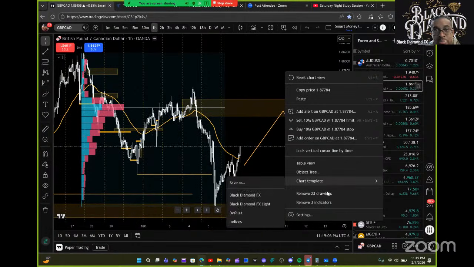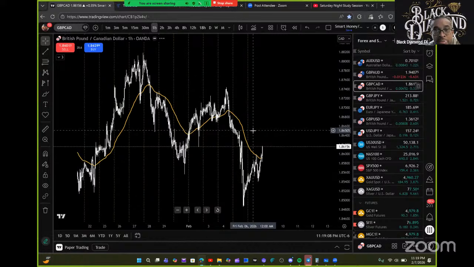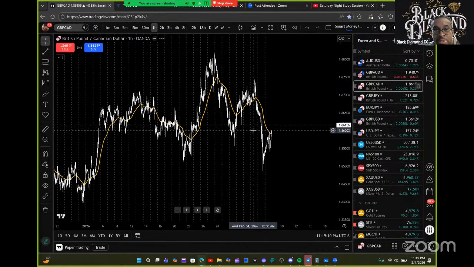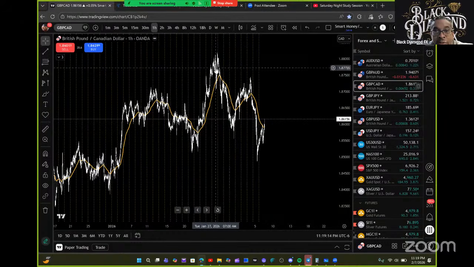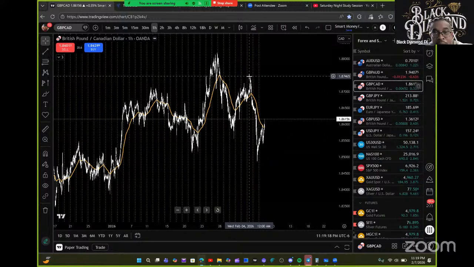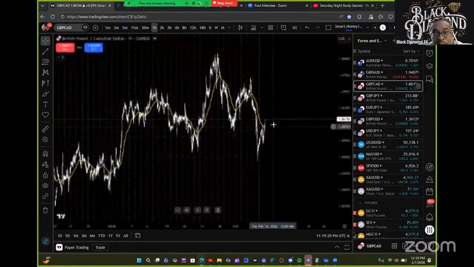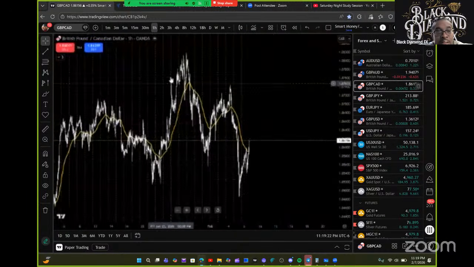Excuse me. All right, so what do we have? Let's look at the big picture. We can see GBP CAD is on a downtrend. We got a high, we got a low, we got a high, we got a low. So currently it's in correction phase. Y'all see that? Look.